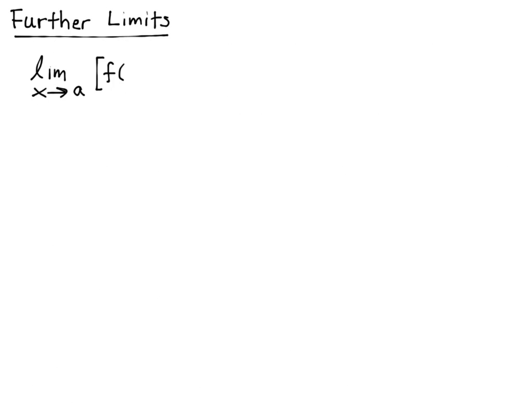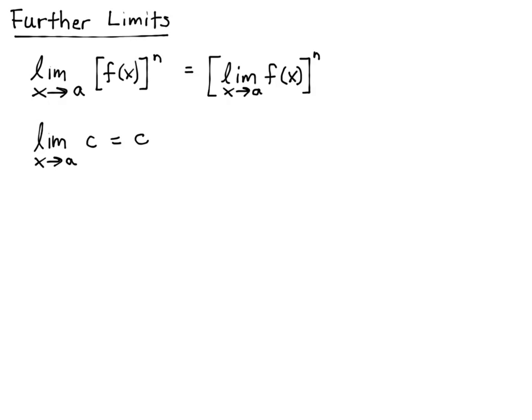Okay, a few more rules. If we're looking at a limit of a function that's taken to a power, we can first find the limit of that function and then take it to a power. So now if we have the function just x, to calculate x squared, all we have to do is figure out what the limit of x is and then square it. Okay, so it gives us the ability now to work with powers. And this is derived just off of the fact that we're multiplying functions with each other.